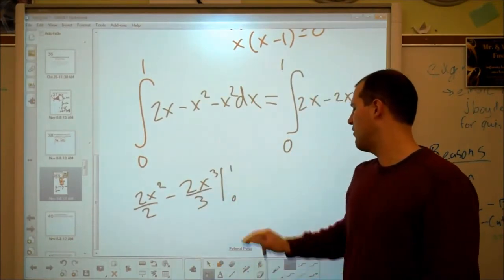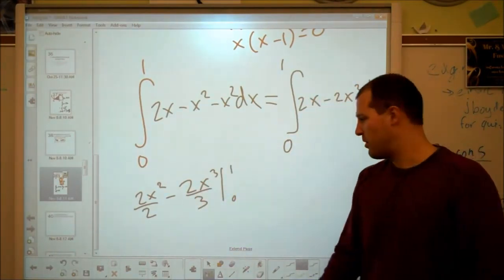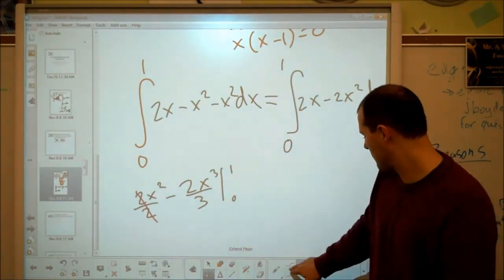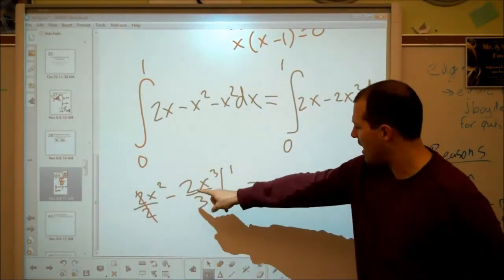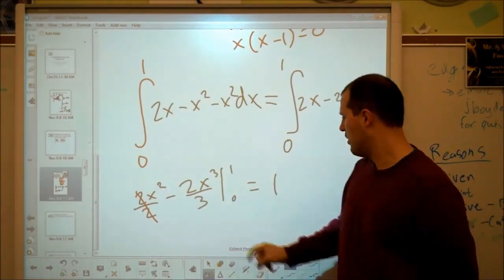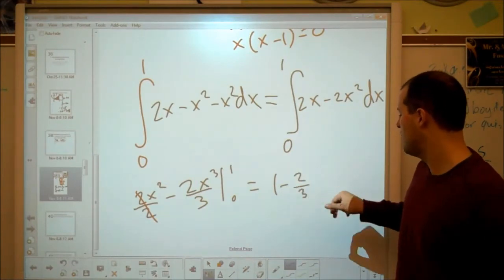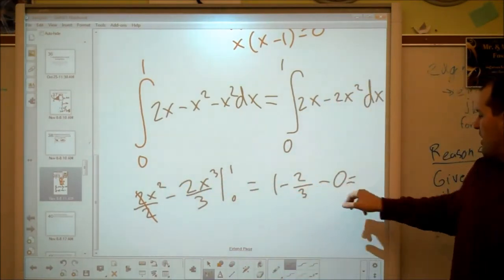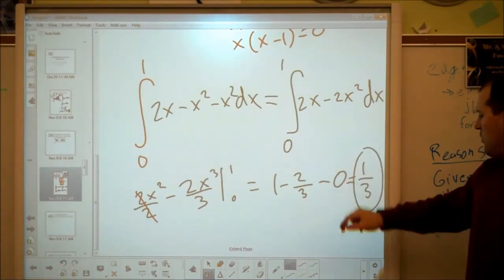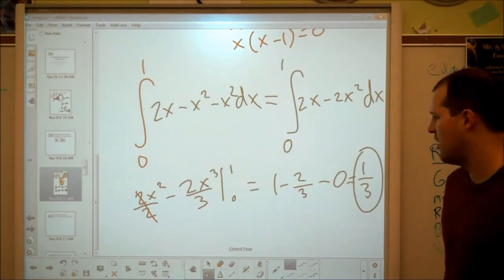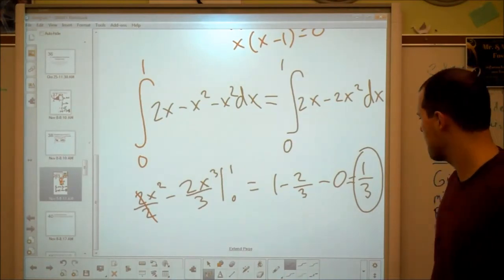And we still have our bounds. Notice right now that we can simplify this. 2 on top, 2 on bottom goes away. And so now we're going to plug in our bounds. And when I do that, I plug in a 1. 1 cubed is 1. So 1 minus 2/3 minus, plug in a 0 into these, and they both zero out. And so we get 1 minus 2/3, which is 1/3. Okay? These are a really standard testing type of question, and a question that's worth practicing.